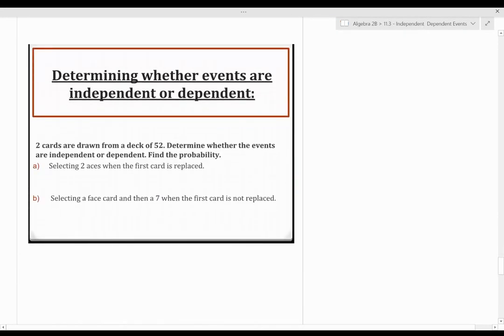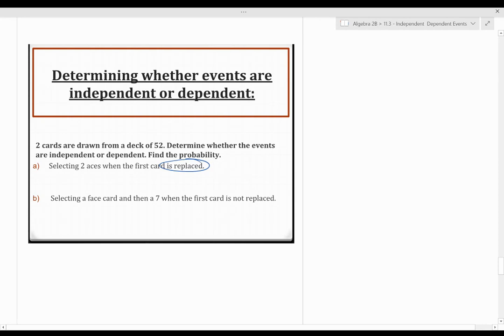All right, so let's wrap it up. Let's look at not only how can we calculate independent and dependent events, but how can we tell whether they're independent or dependent? 2 cards are drawn from a deck of 52. Determine whether the events are independent or dependent and find their probability. So A says selecting 2 aces from the first card, let's say if replaced, or when they're replaced.